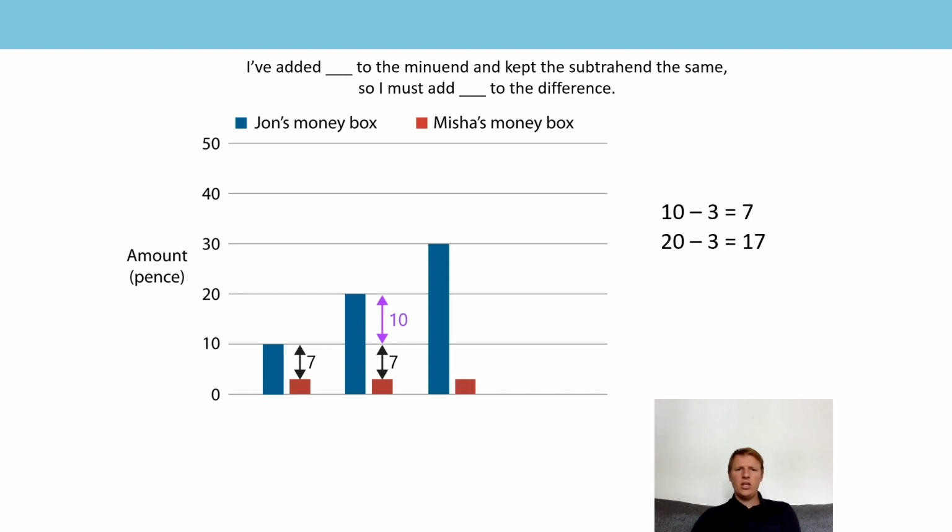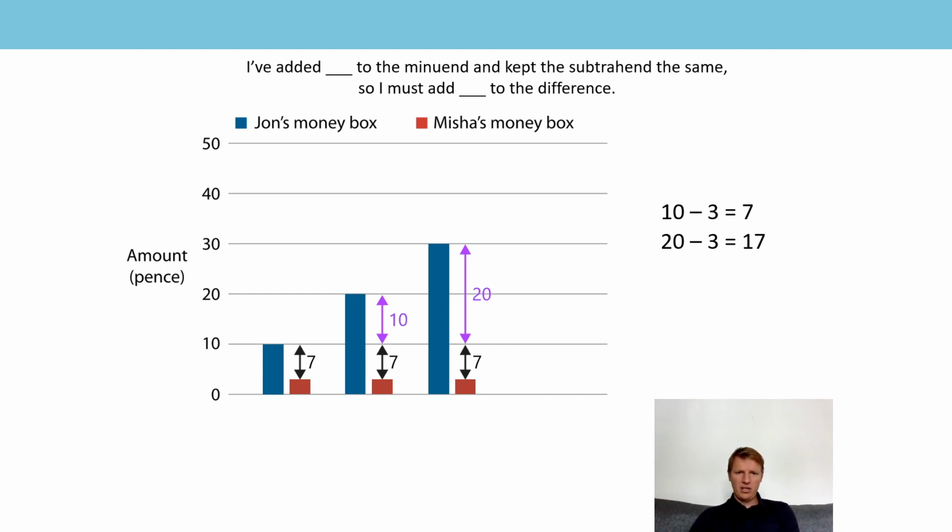So the next one was this. John had 30 pence. Misha's money stayed the same. What did you think? What lines are going to be on my bar this time? 7 is still the same, but this time it's 20 pence. Why do you think 20 is shown in purple? What are we comparing it to?